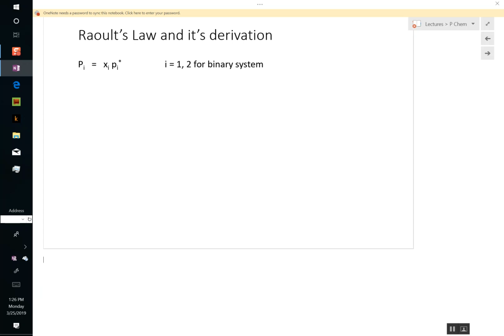Okay, so let's just walk down through how we got to that Raoult's Law. We'll just start with the chemical potential of i at equilibrium. Now we're talking about equilibrium again.